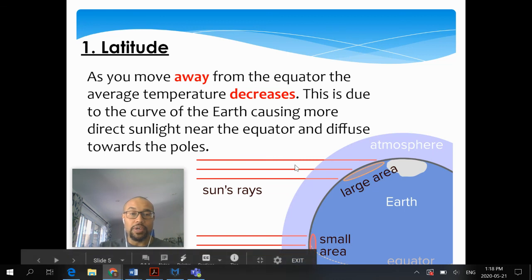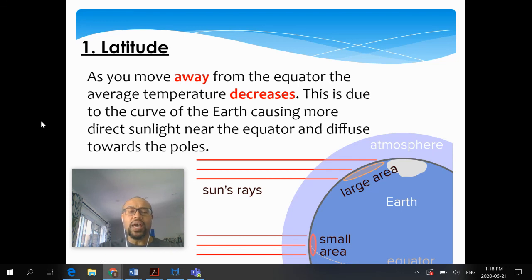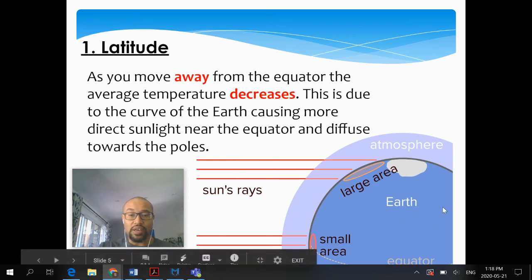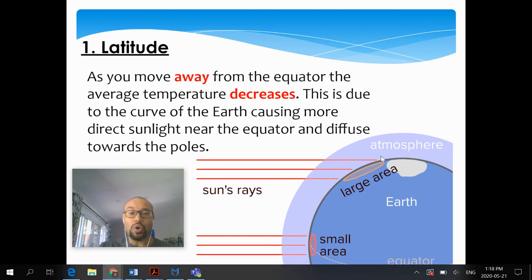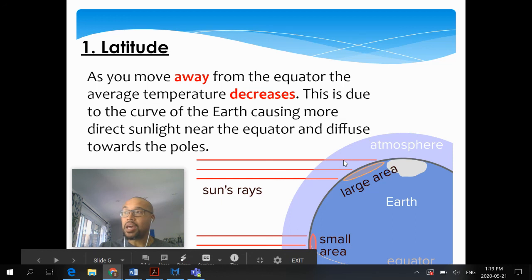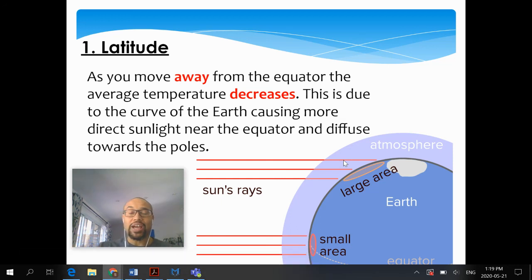Well, if you look at the diagram here, it has to do with the angle at which the sun's rays hit the planet. And if we imagine the same intensity of sunlight at the top here as we have at the equator, you can see that that same amount of intensity is spread out over a much larger area closer to the poles. It's more diffuse because of the angle at which it's hitting the Earth, because of the curvature of our planet. Whereas if you look near the equator, you can see that that same intensity is striking the planet at a much more direct angle.